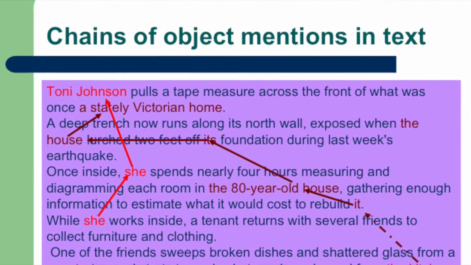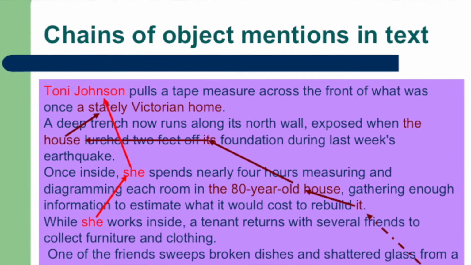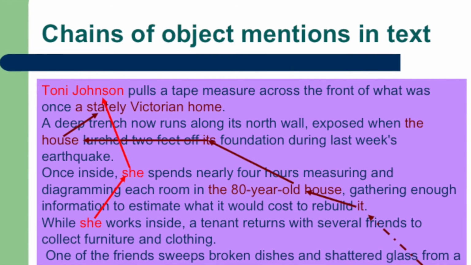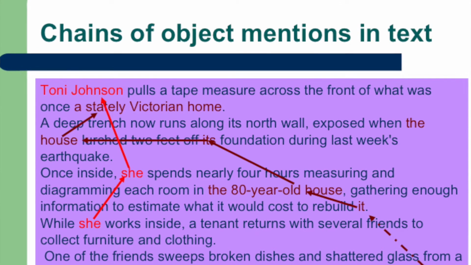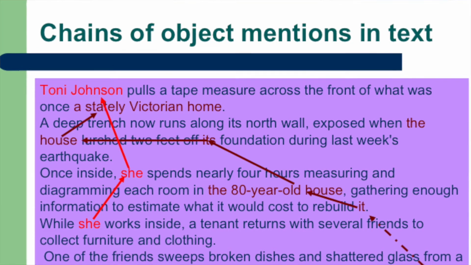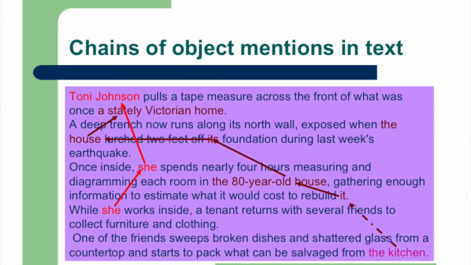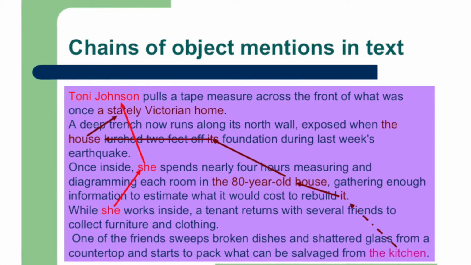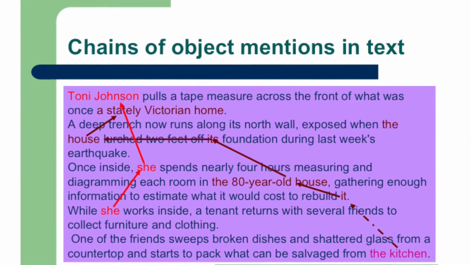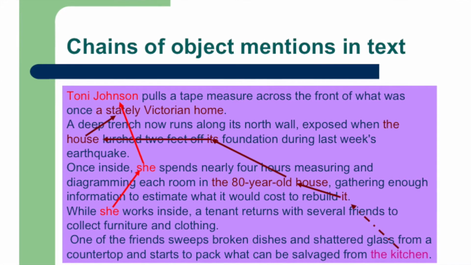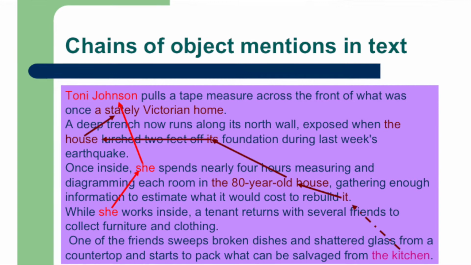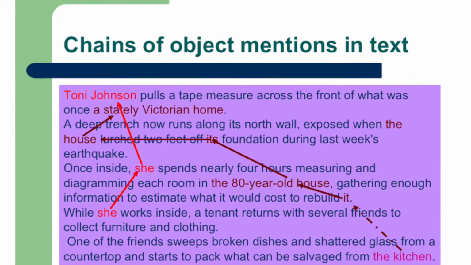As the example shows, different types of noun phrase can be used to refer to an entity: proper names, definite and indefinite nominals, and pronouns. The example also shows that the important entities in a text are referred to several times. The chain of references to an entity is known as a coreference chain.